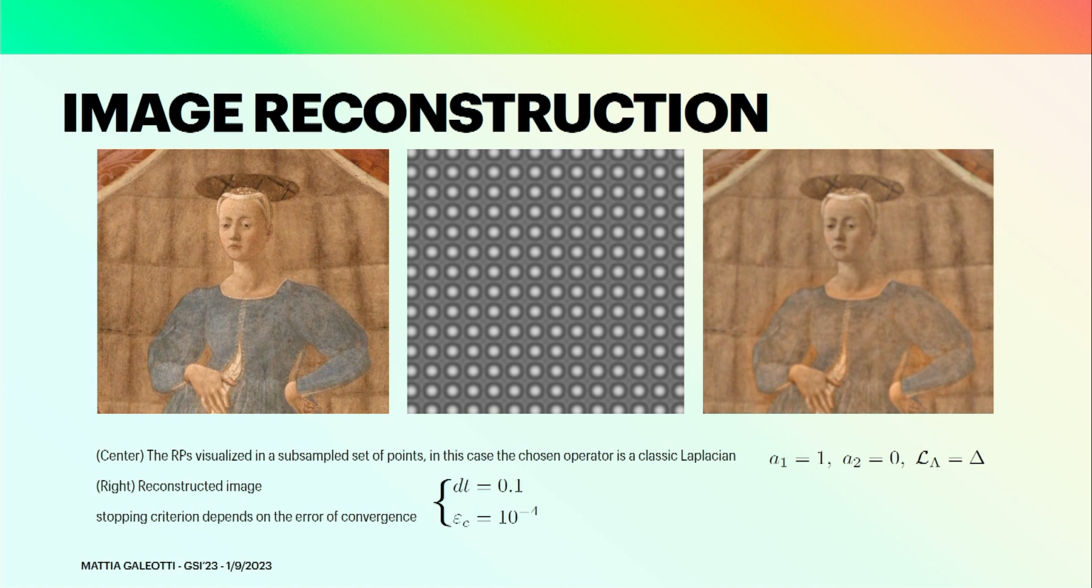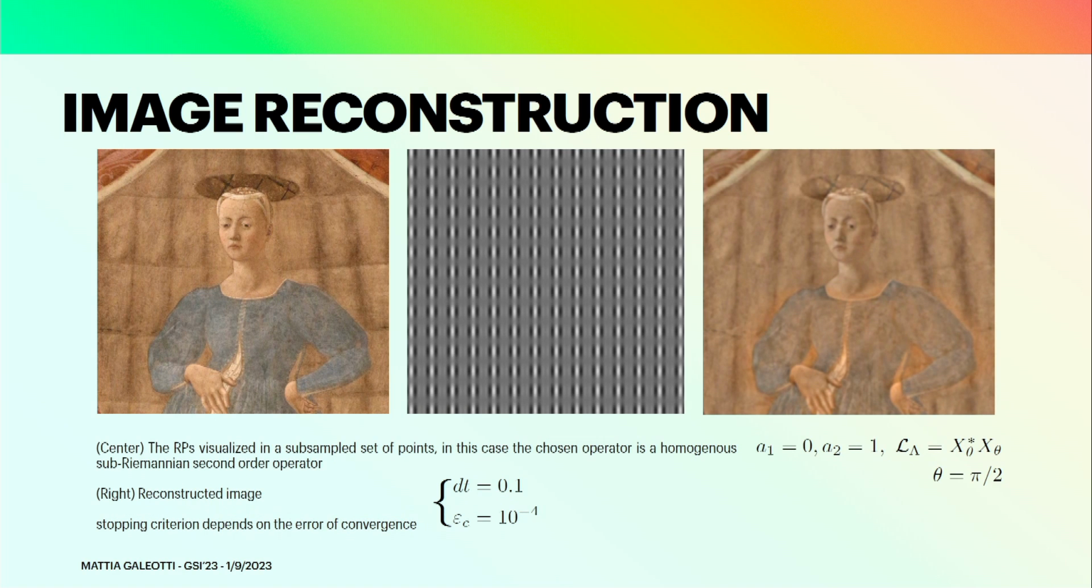In this case this is essentially a Retinex model, so a1 equal 1, a2 equal 0, and our operator is just the Laplacian. In this case we have just the directional derivative of order 2, but with fixed angle, and I don't know if it is clear with this light, but the reconstruction around the face and the blues of the girl in the painting is not so good. Qualitatively you can see that there are lines, the reconstruction is not perfect.